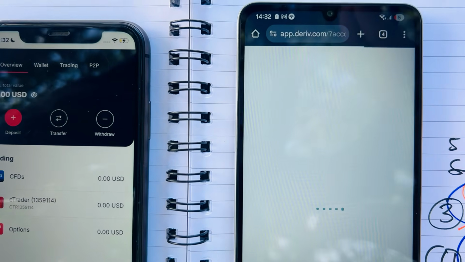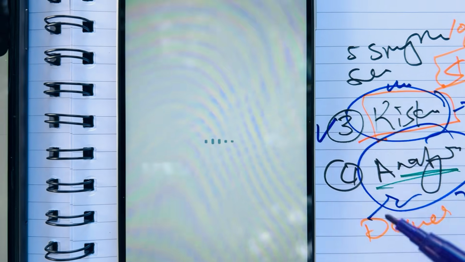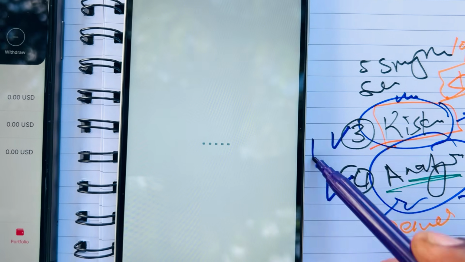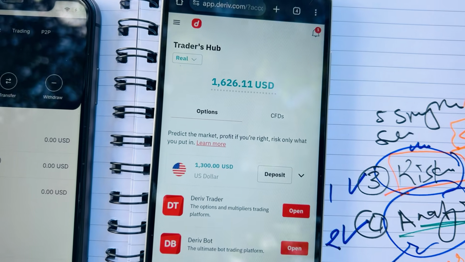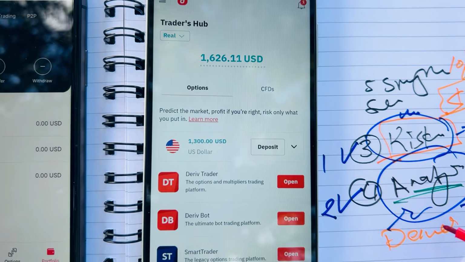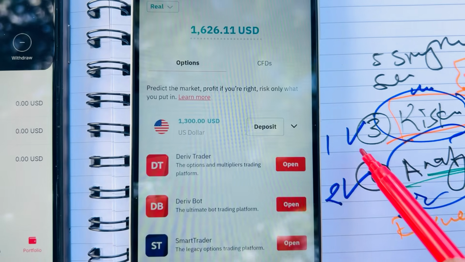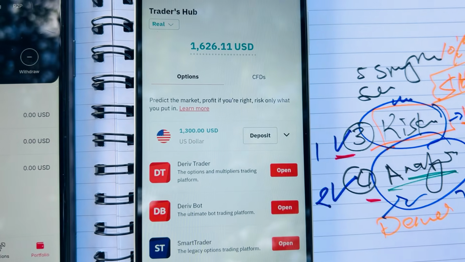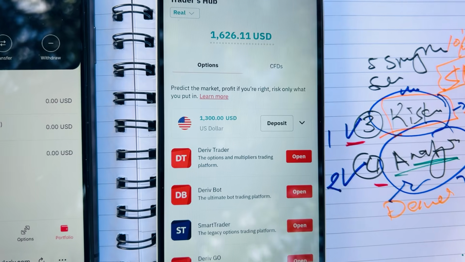So I'm able to be profitable because I understand the risk, I understand the analysis, and if you do understand 1 and 2 or 3 and 4, then you are 5 steps ahead, or even 10 steps ahead. You understand risk. You understand analysis. That's it. That's the only way for you to win or make money in trading.